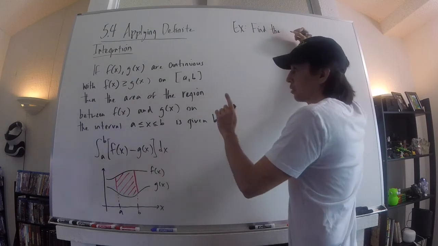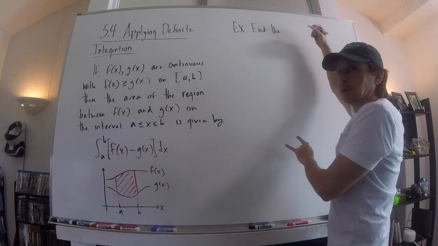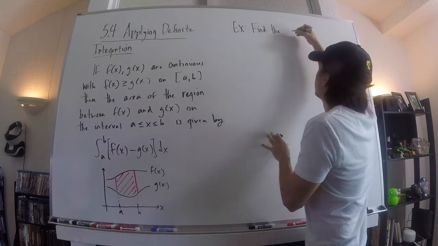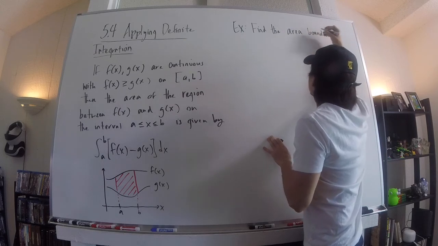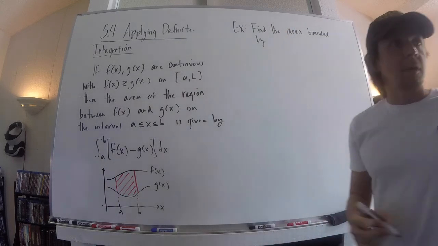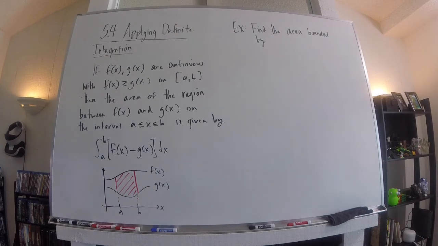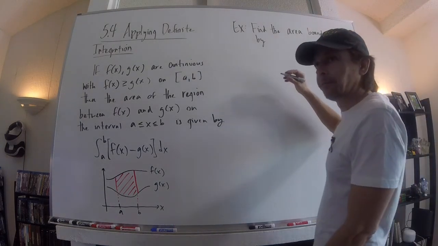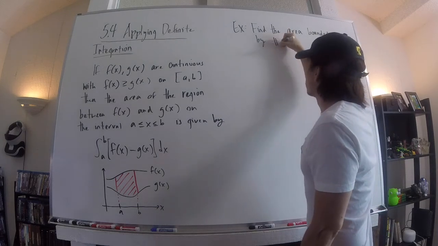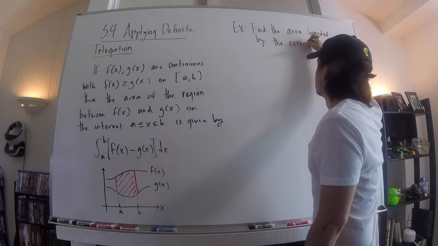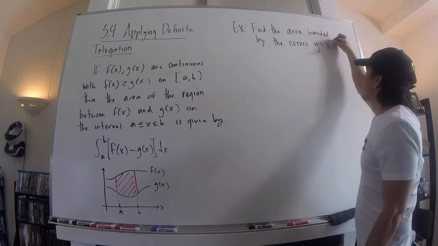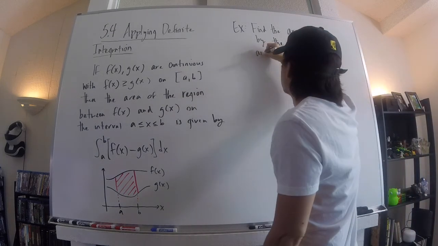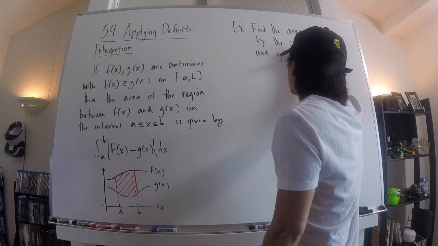Another thing is they're not going to necessarily give you the a and b, like I just talked about. Here I'm going to give you a problem where it says, find the area bounded by the curves. y is equal to x squared plus 1, and y is equal to x plus 3.